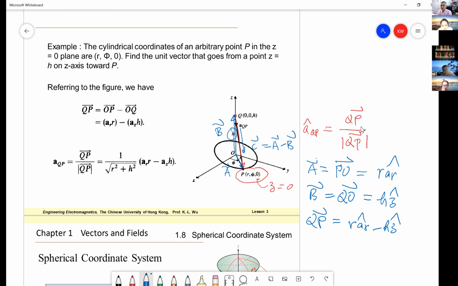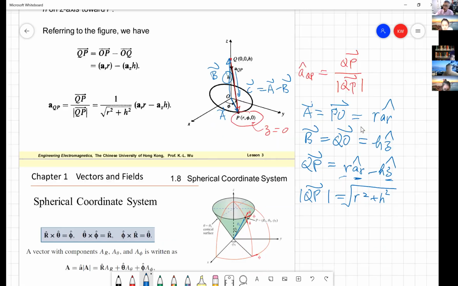Then because the r and the z directions are orthogonal, we can use the Pythagorean theorem, 勾股弦定理, right? Then we can find the magnitude, okay? So that is a very convenient way, if we introduce a coordinate system and use it correctly, okay?